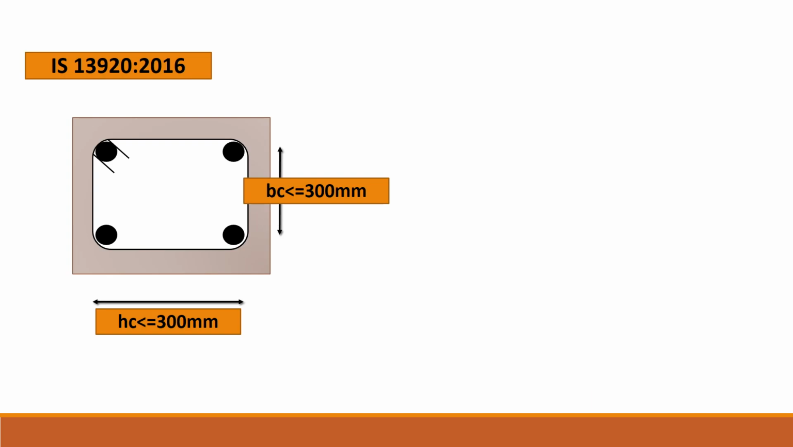Another feature given for ductile detailing of columns is the cross section and the patterns of the ties. The cross section is to be at least equal to 300 mm. Now if HC, which is the distance between the longitudinal bars, is less than or equal to 300 mm, and BC, which is the distance along the width of the column between the longitudinal bars, is less than or equal to 300 mm, then a simple formation of ties is as given here.